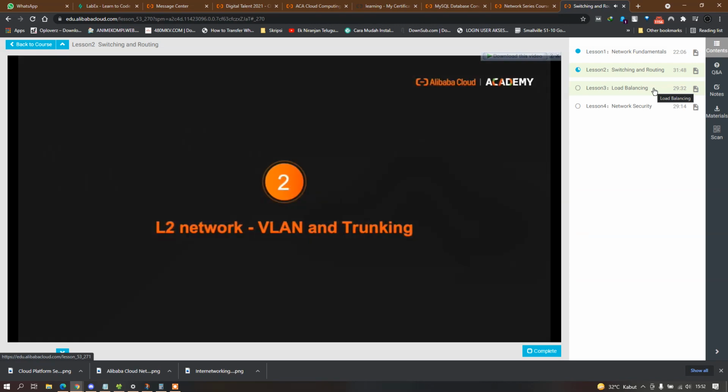Okay, after we have learned about switching and routing, in the second section we will have a deeper understanding of the layer 2 network. There are two important concepts in the layer 2 network: VLAN and trunk. So here we will have a deep understanding of them. So let's go on.